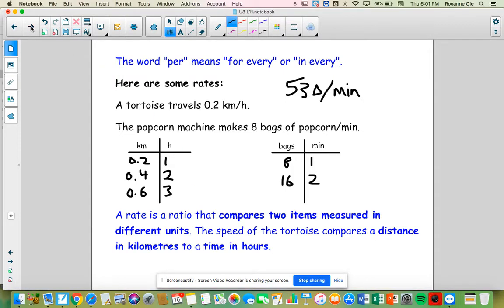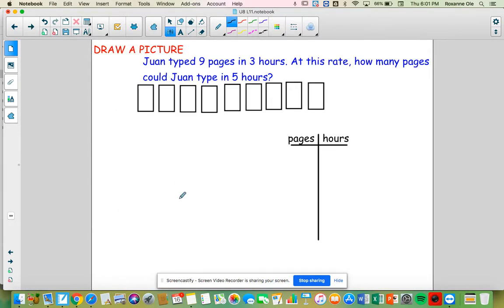So the first way would be just to draw a picture. So we have here, Juan typed 9 pages in 3 hours. At this rate, how many pages could Juan type in 5 hours? Well, this doesn't work as well with a table, and I'll show you why. So 9 pages in 3 hours. And I want to know how many in 5 hours. The problem with just doing a table is that we can't multiply 3 by something to get 5. So that's not going to work for us at this point.